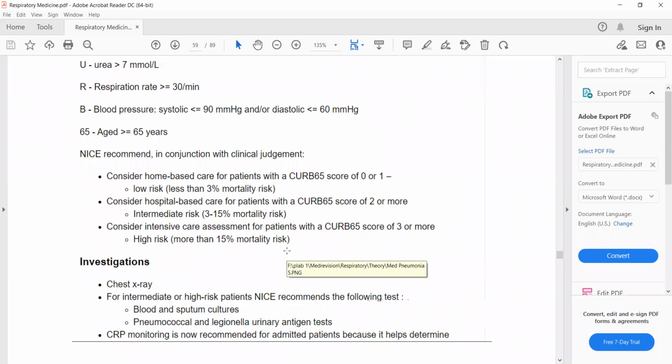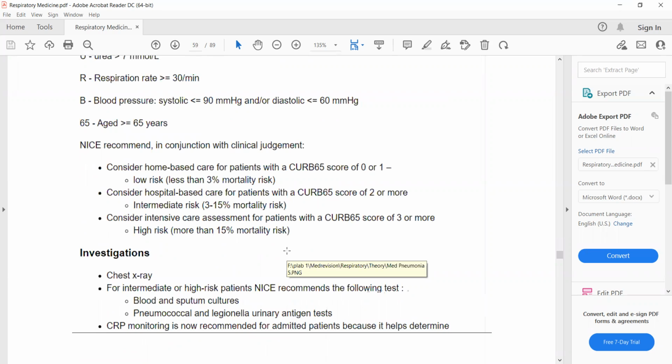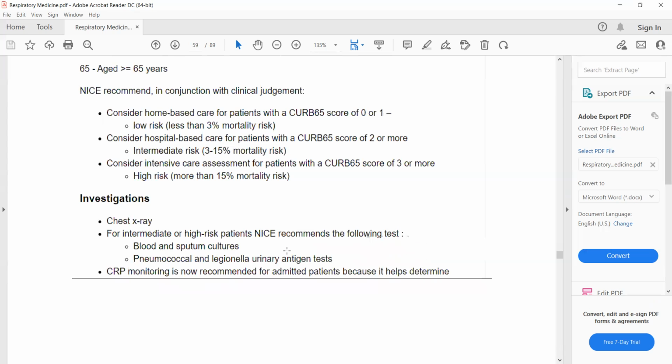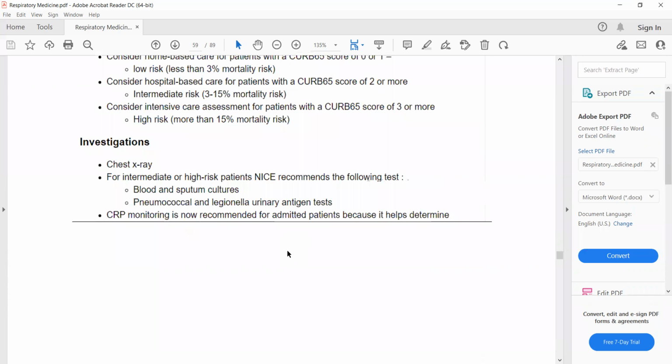So you need to remember the CURB-65 score and the management on the basis of CURB-65 score that we calculate in secondary care setting. A CURB-65 score of 0 or 1 are low risk patients and they can be managed at home, while a CURB score of 2 or more, they should be managed in the hospital. And a CURB score of 3 or more, they should be managed in ICU, high dependency units.